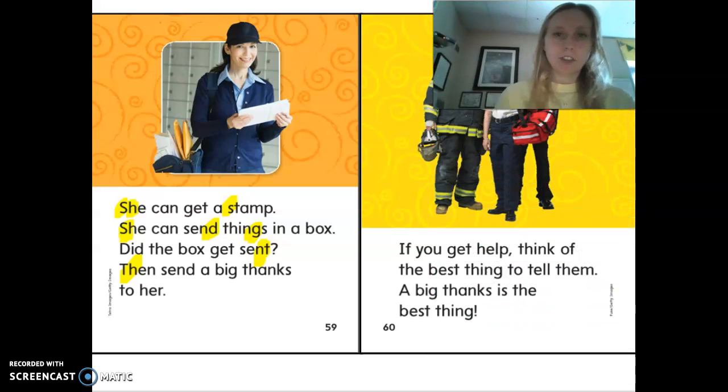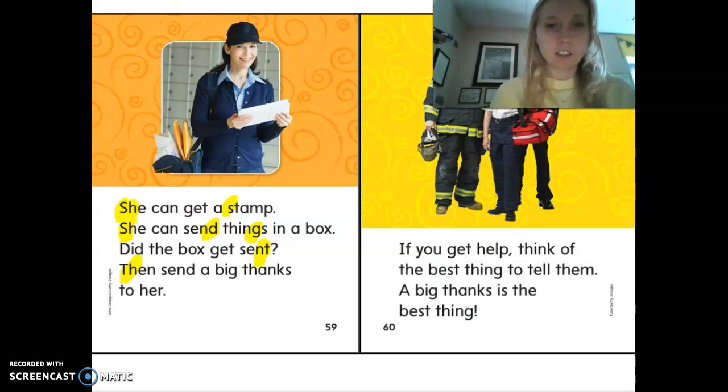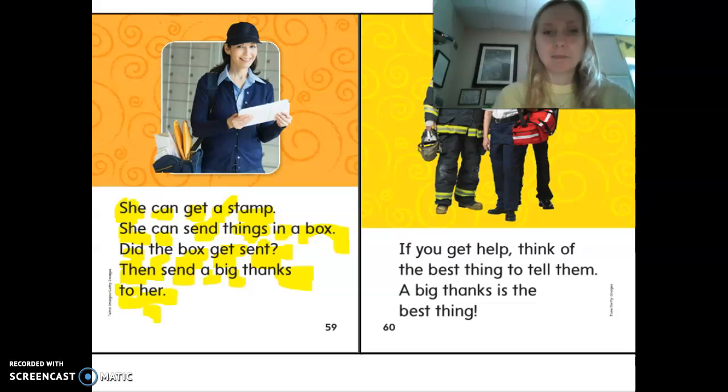Okay, let's go ahead and read it. You go first. Together. She can get a stamp. She can send things in a box. Did the box get sent? Then send a big thanks to her.